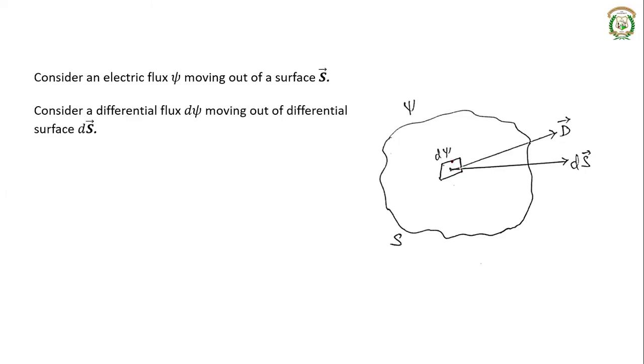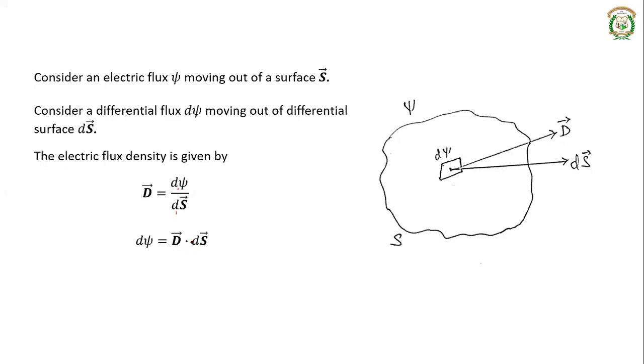If d psi is the differential flux moving out of this differential surface ds, then the electric flux density is what? It is d, that is equal to flux divided by area. The flux is d psi, area is ds. If I rearrange this, d psi will be equal to d into ds.